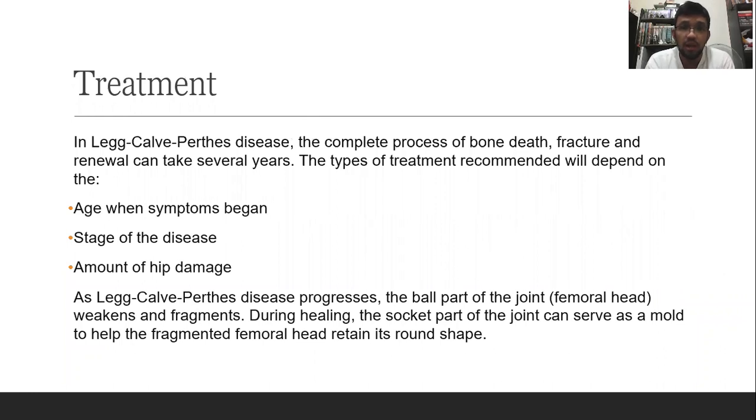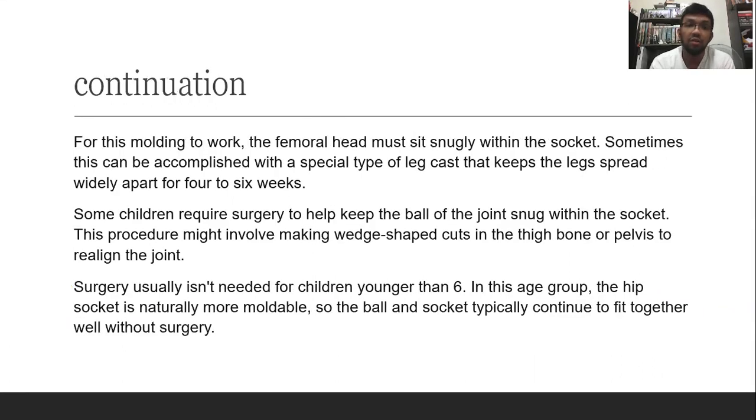Treatment in Legg-Calve-Perthes disease: the complete process of bone death, fracture, and renewal can take several years, so it will depend on the age when the symptoms began, the stage of the disease as well, and the amount of hip damage. As Legg-Calve-Perthes disease progresses, the ball part of the joint, the femoral head, weakens and fragments. So during healing, the socket part of the joint can serve as a mold to help the fragmented femoral head retain its round shape. For this molding to work, the femoral head should remain inside the socket.